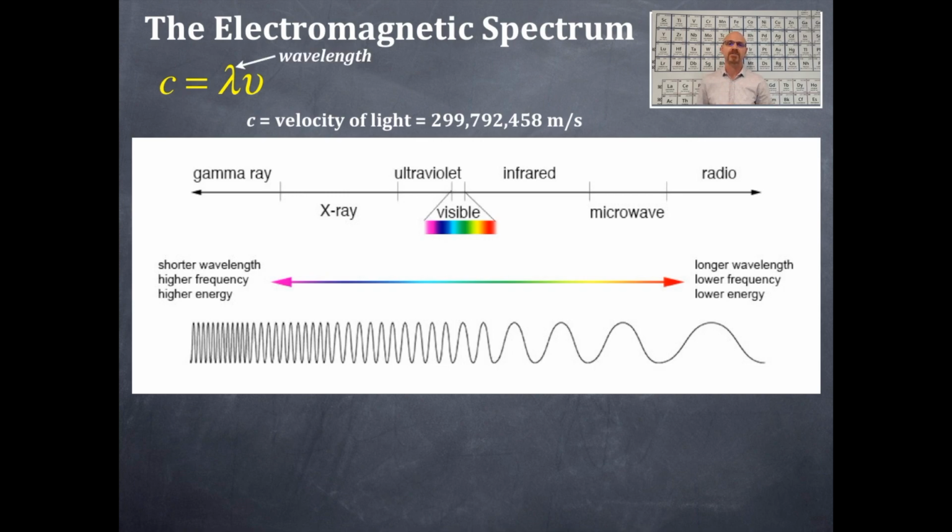We've already discussed that before. That's the distance between two successive points in a wave. And this is the frequency, and that is the number of waves passing per unit of time, typically a second. So we got speed of light is equal to the wavelength times the frequency, an essential equation here.